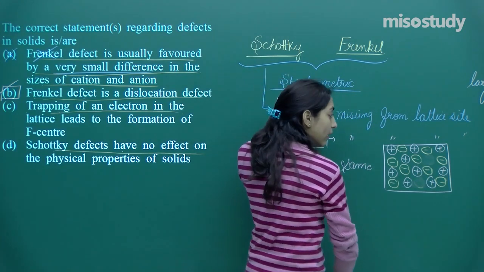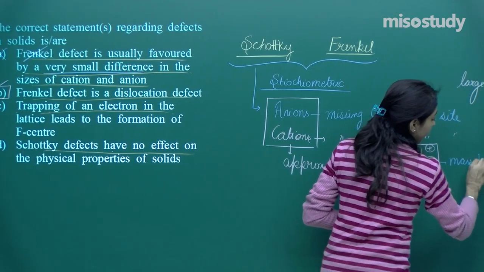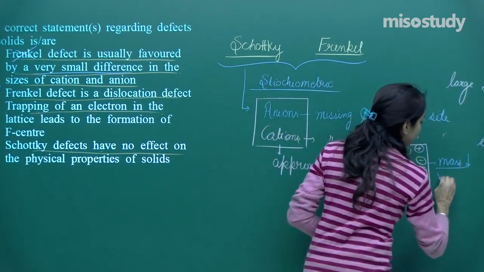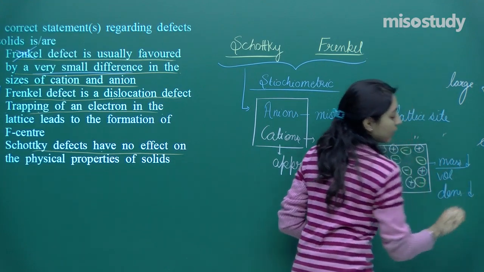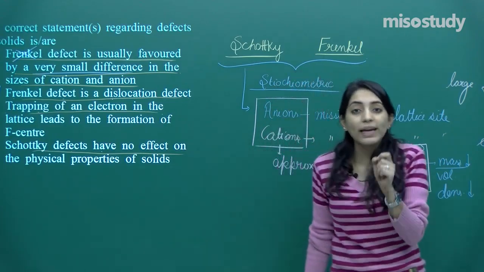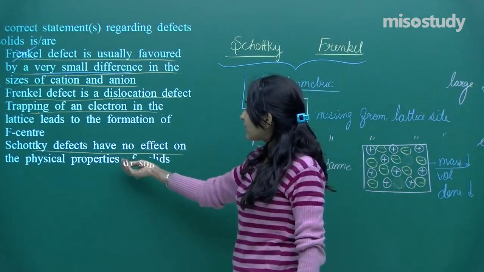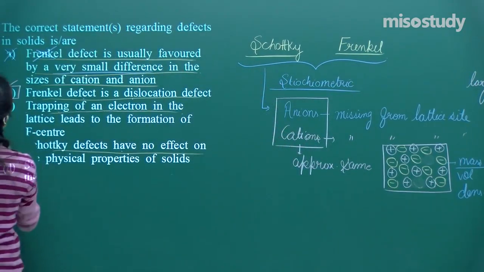Now don't you think the mass which is present is reduced? So when the mass is reduced, the volume is the same, so the density also will decrease, right? That means because of Schottky defect, there is a change in the physical properties. But option number D says that there is no effect on the physical properties. So which is a wrong option.